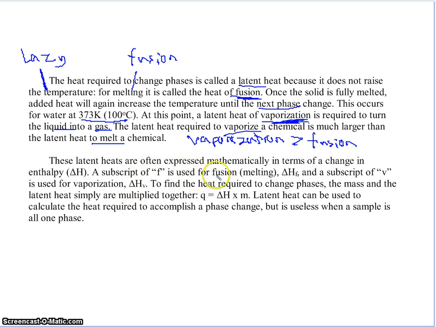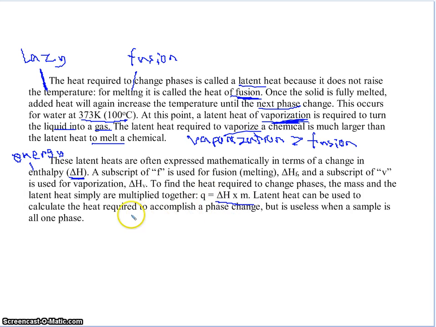These latent heats are often expressed mathematically in terms of a change in enthalpy. So remember, delta H is enthalpy, and we're using it interchangeably with energy. A subscript of F is used for fusion, which is melting, delta HF, and a subscript of V is used for vaporization, delta HV. To find the heat required to change phases, the mass and latent heat simply are multiplied together. Q equals delta H times M.